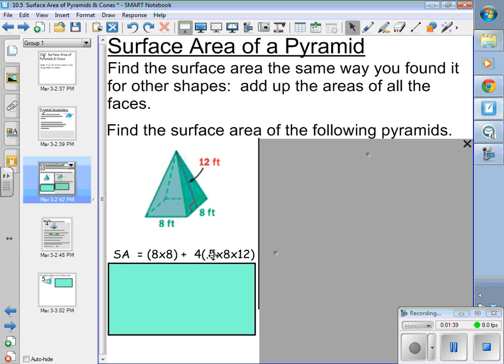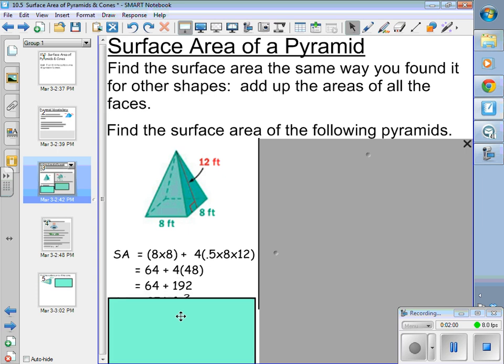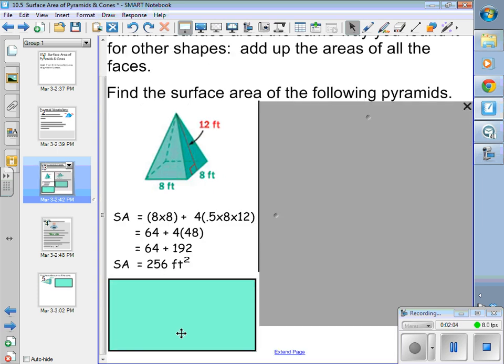So we've got 1/2 of the 8x12. The 8 is the bottom and 12 is the slant height of each triangle, and there's 4 of those. So we do our math there. We get 64 for the base, and we've got 4 triangles that are each 48, since 8x12 is 96 and 1/2 of that is 48. Okay, so we do the math, and we get a surface area of 256 feet squared.